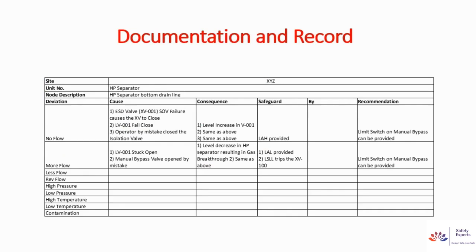So the last step is documentation and record. As I have said, this document is prepared for all the nodes, and one common file is prepared, and that is signed and reviewed by the Hazop chairman, and should also be accepted by the site plant manager, and that is kept as record.